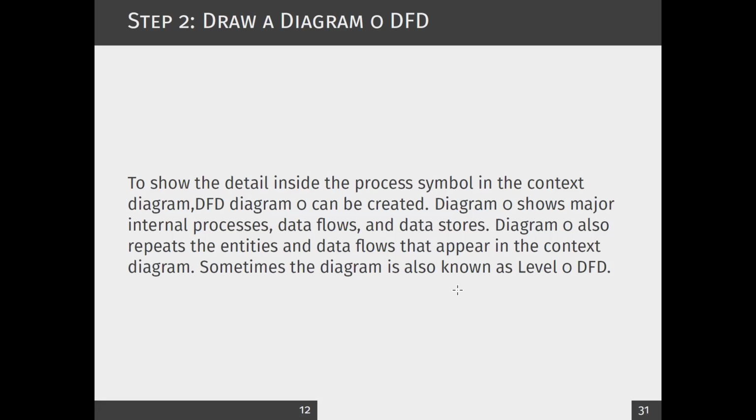Right, let's move on to step number 2. In step number 2, we are going to go into detail, which means previously we had a single process. We want to go into more information. So here we will discuss drawing a diagram we call the 0 DFD. When you want to represent more information about the context diagram, we can use a deeper level of the diagram. And in this particular case, it will represent what we call the internal processes, data flows, and data stores.